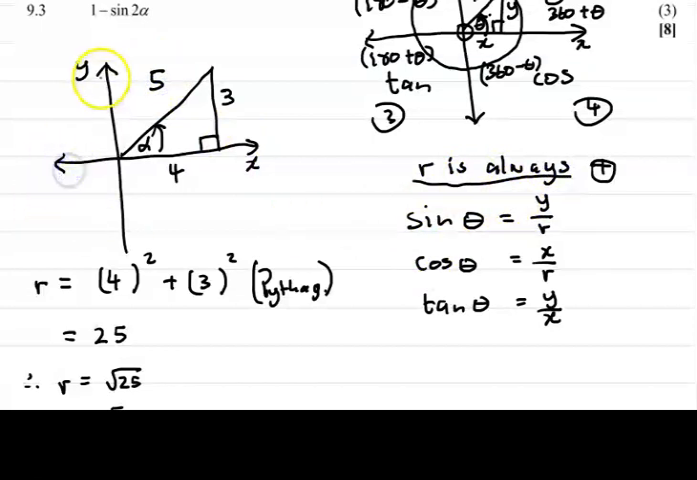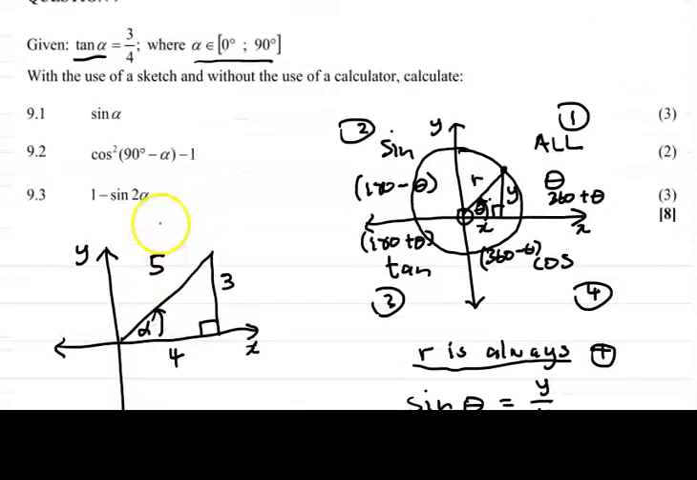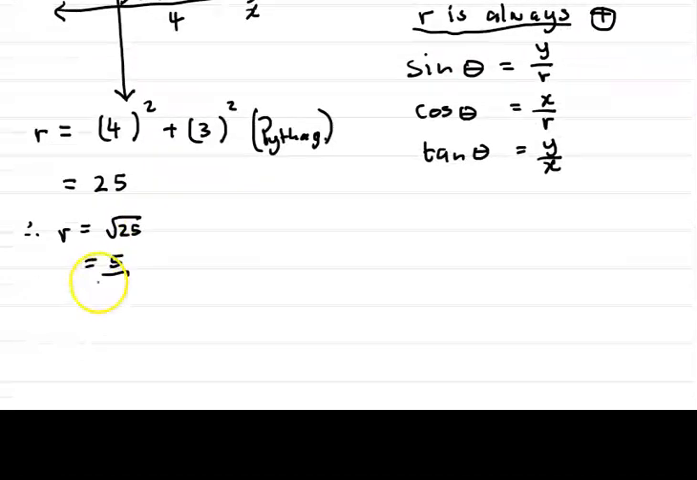What I want you to do is make sure you know the signs of x and y in all the other quadrants. So now we can answer our questions. Our questions are as follows. With the use of a sketch and without the use of a calculator, calculate sine of alpha. So 9.1.